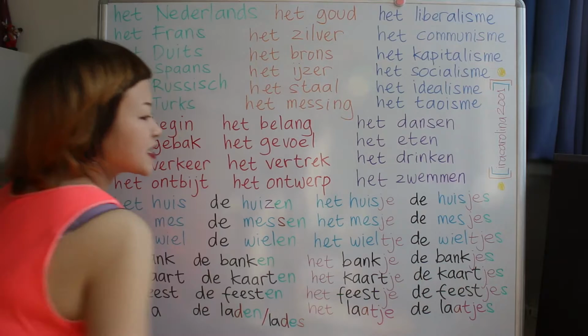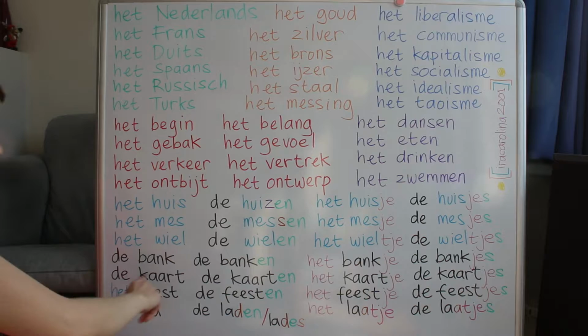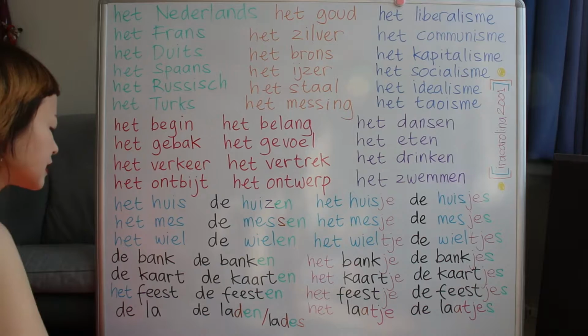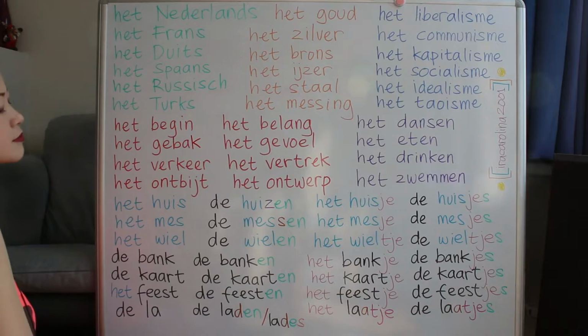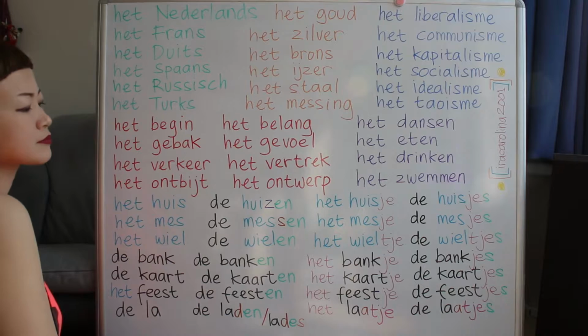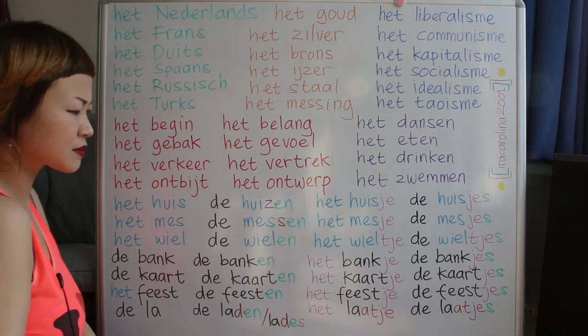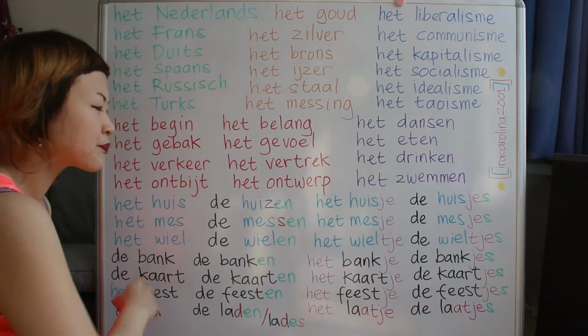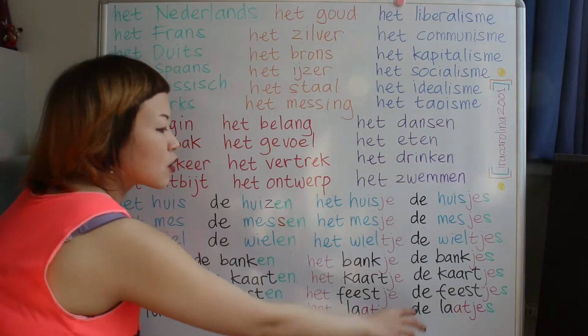Kaart, de kaart. More than one, plural, cards, de kaarten. One card but small in size, small card, little card: het kaartje. Small cards, little cards, so the cards are small but more than one, or plural: de kaartjes. Plural, always de, even though small.